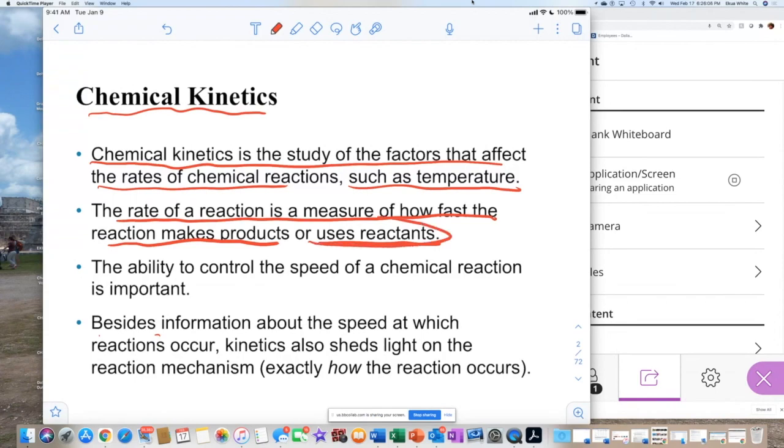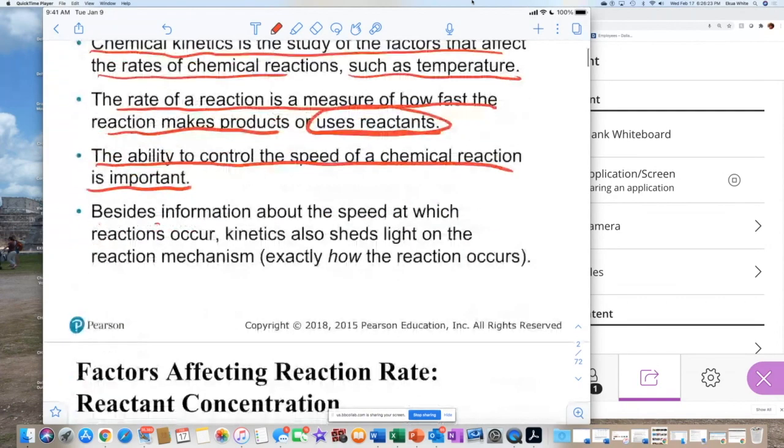Towards the end of this chapter, we will focus on the reactants only, because it makes it a lot easier to focus on just one thing. When we're looking at concentration, it goes with solutions or liquids. But if you're dealing with gases, gases don't really have concentrations, so in the place of concentration, we'll deal with pressure. The ability to control the speed of the chemical reaction is very important.